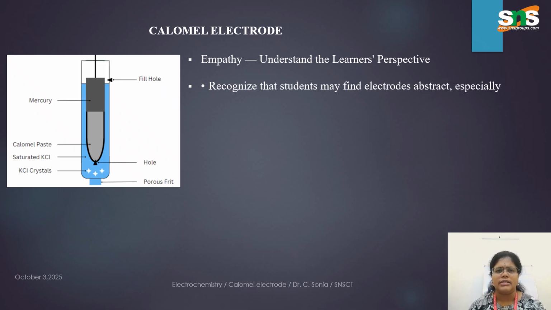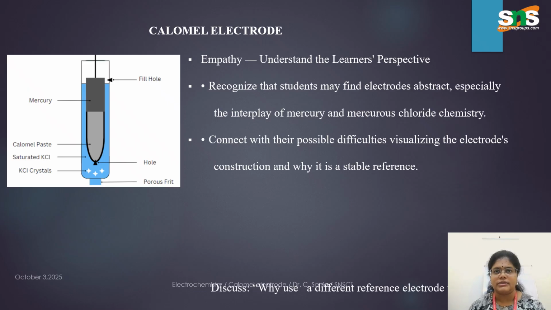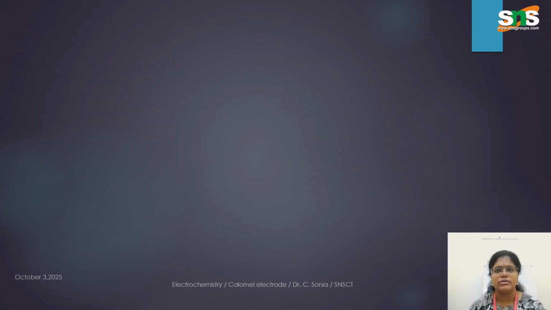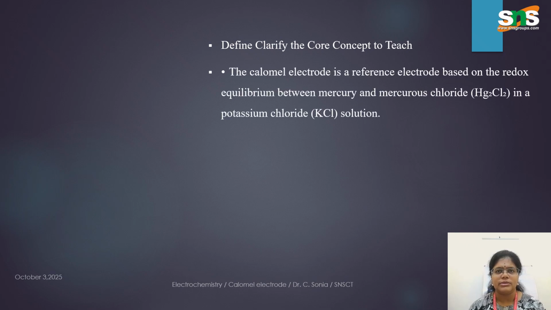To understand the learner's perspective, recognize that students may find electrodes abstract, especially the interplay of mercury and mercurous chloride chemistry. Connect with their possible difficulties visualizing the electrode's construction and why it is a stable reference. So why use a different reference electrode than the standard hydrogen electrode? Let us define the core concept to teach.